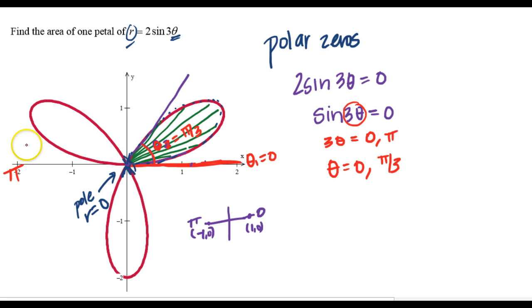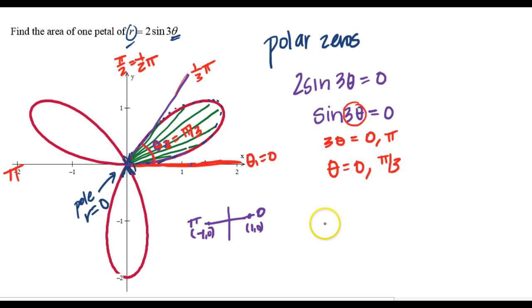So this is pi, remember, over here. This is pi over 2, which is really a half pi. So it makes sense that this angle in standard position is a third pi, or pi over 3. So if I want to find the area of this one petal, my alpha, or my starting angle in radians, is 0, and my ending angle in radians is pi over 3.